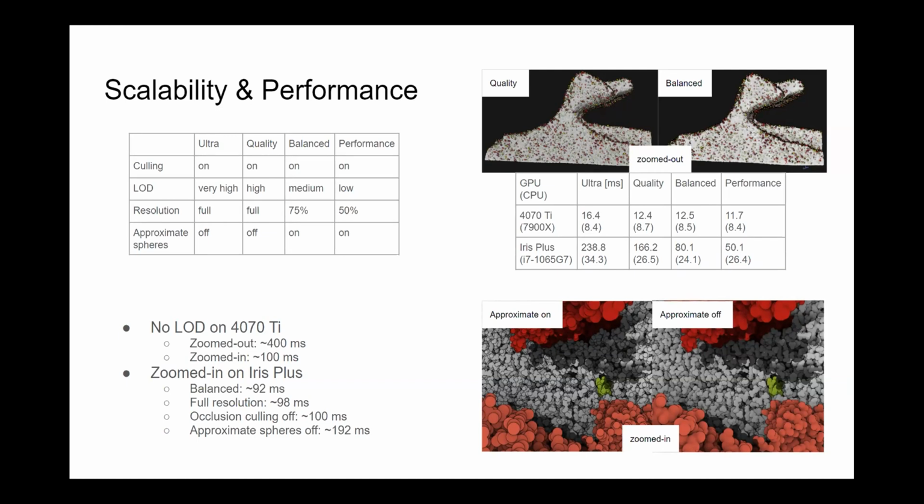Then approximate sphere imposter rendering, so that's often enabled in the balanced and performance presets. In the bottom right, you can see the visual effect of the approximation. It reduces quite some artifacts, but it can also greatly speed up things. So the zoomed out scene can be rendered at 60 frames per second, well, with vsync on, on a current generation gaming GPU with any preset.